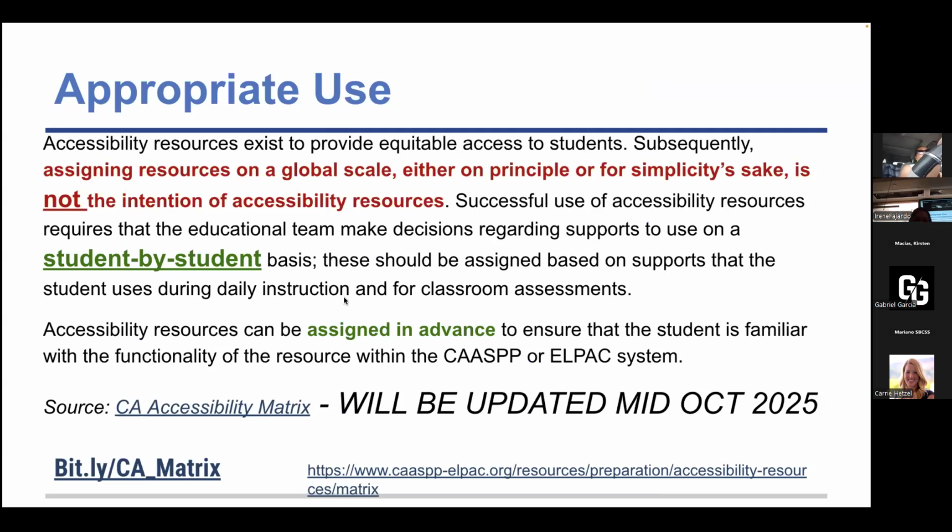And even further detail about this appropriate use here is that we're not assigning resources on a global scale. We're just really trying to make sure that these are turned on for people that need them, which means that they do need to be assigned in advance. And you need to be thinking ahead about these.